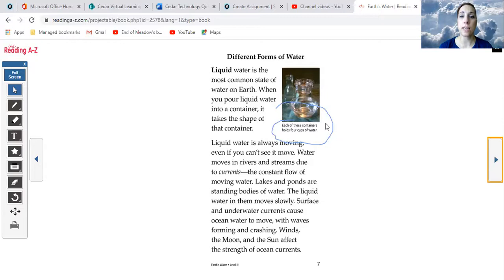And I circled this label. Each of these containers holds 4 cups of water. So this measuring cup holds 4 cups of water. This vase holds 4 cups of water. And this bowl holds 4 cups of water. So even though they're different shapes, they're all still the same amount of water.